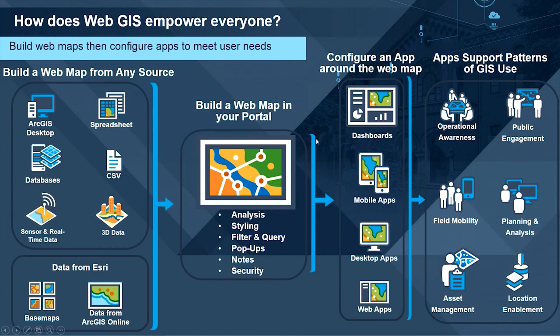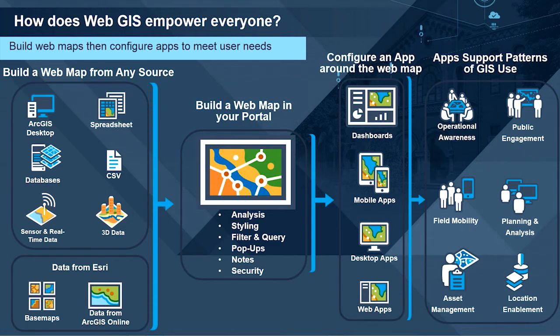You bring that data together in a web map inside your portal, where you can do analysis, you can conduct styling, you can filter and query the data sets that you have to display only the data that's relevant, you can control pop-ups, and you can facilitate who you want to share that web map with.